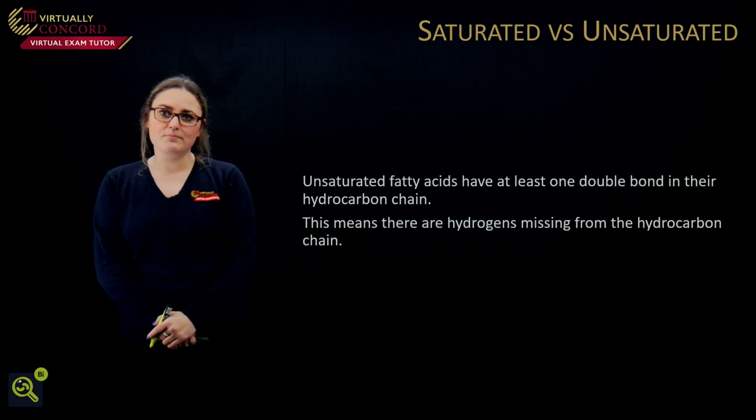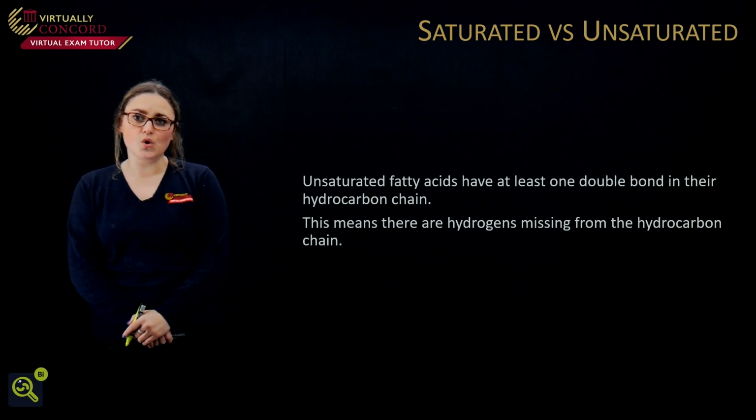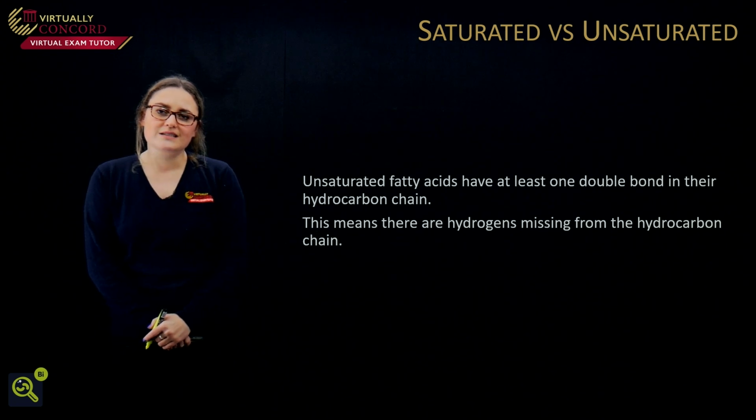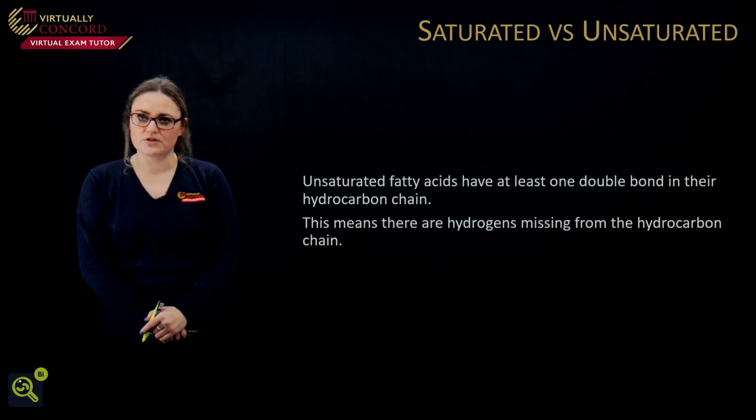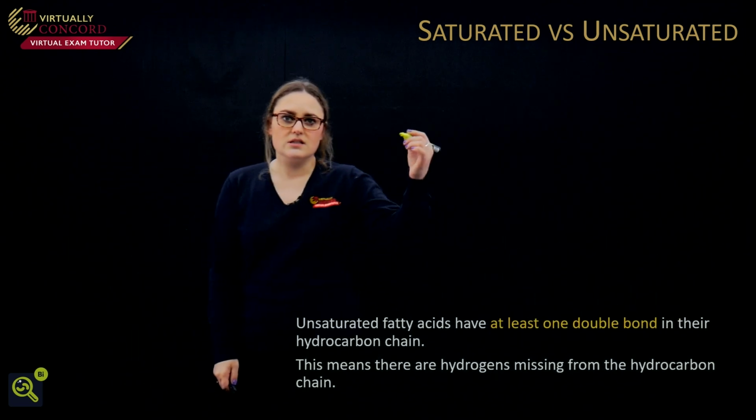So if we have a polyunsaturated, it means there are more than 1 double bond present. Whereas if it's just monounsaturated, there's just 1 double bond present in that hydrocarbon chain. So let's draw it out and see what it looks like.